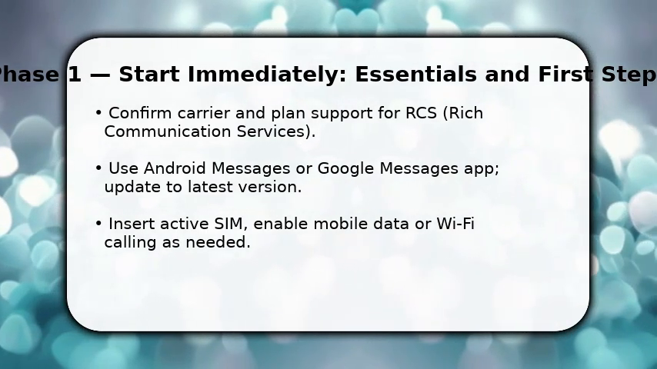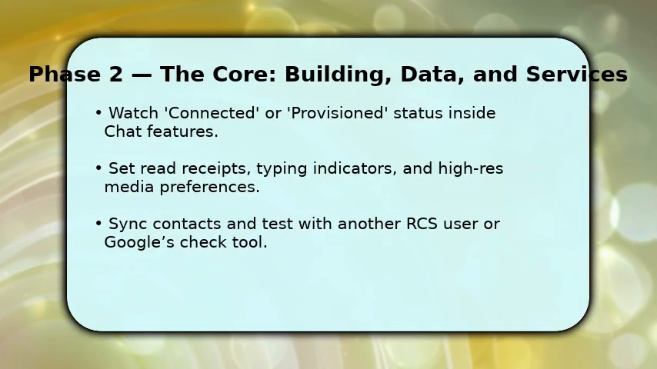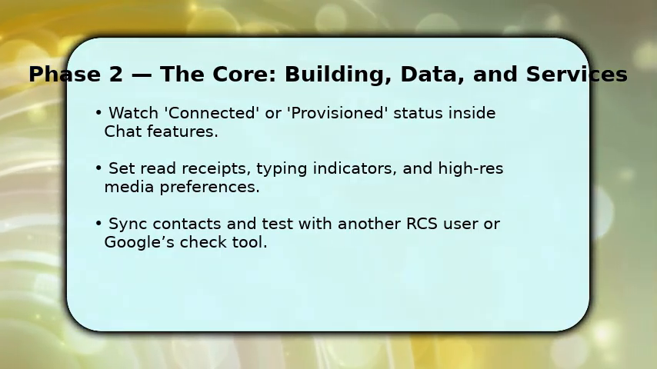Once you've tapped Enable, check the Chat Features screen. You want to see connected or provisioned. If it stays pending, toggle airplane mode or sign out and back in to force reattempts.